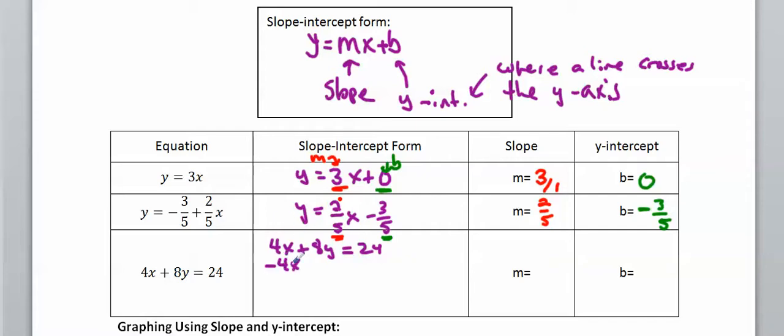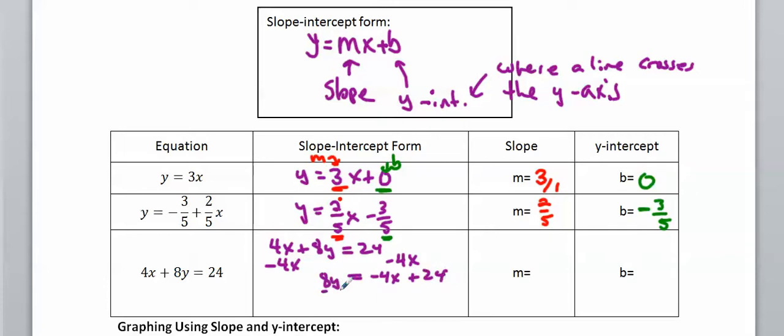Okay, so I need to get rid of this positive 4x, which I'm going to subtract. Subtract 4x from both sides. Remember, I can't combine these two. This does not have an x, and this does. If you need a reminder of that, instead of writing it right underneath, write it off to the side here. Okay, so I get 8y is equal to negative 4x plus 24.